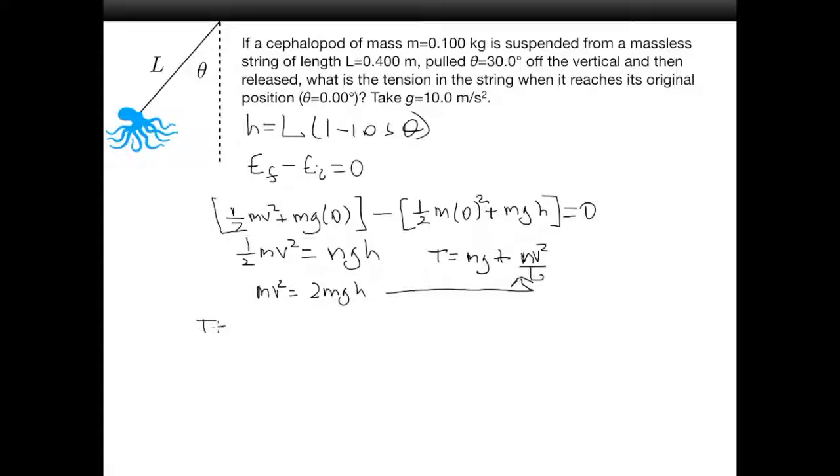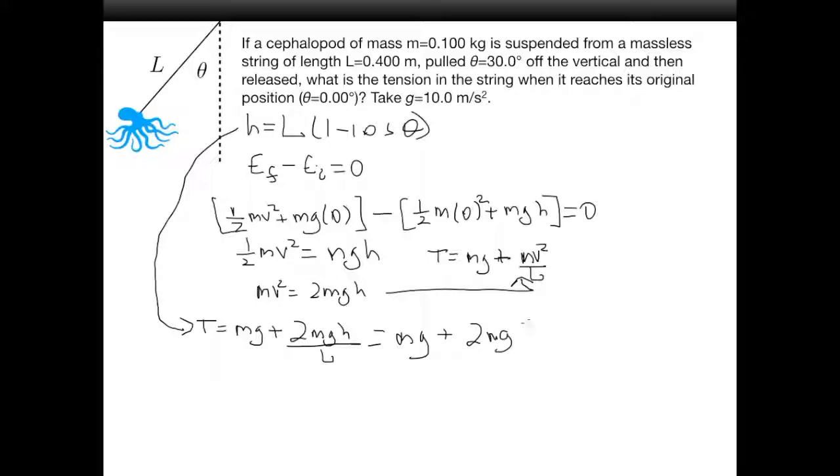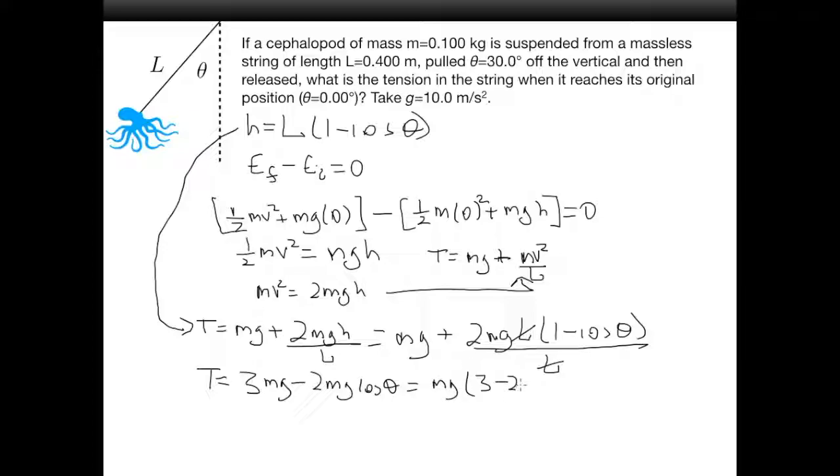I'm going to substitute that into my force equation and see what we get. The tension is equal to mg plus 2mgh over L. Then I bring in my geometry argument: mg plus 2mg times my height, which is L times 1 minus cos theta, all divided by L. What's cool here is that the L's cancel out, and I'm left with some algebra. Distributing, 2mg times 1 minus cos theta gives 2mg minus 2mg cos theta. So the tension is 3mg minus 2mg cos theta, or factoring out mg, T equals mg times 3 minus 2 cos theta.